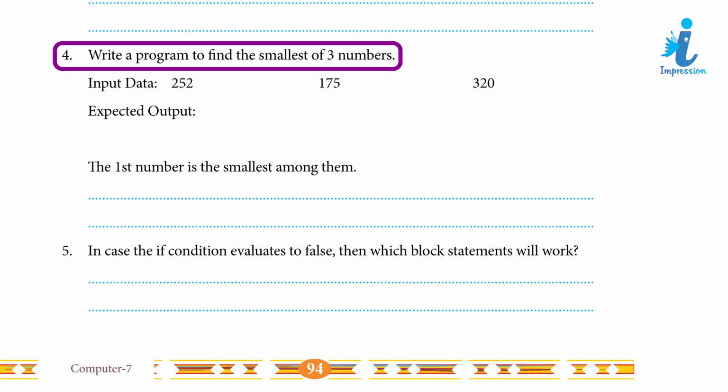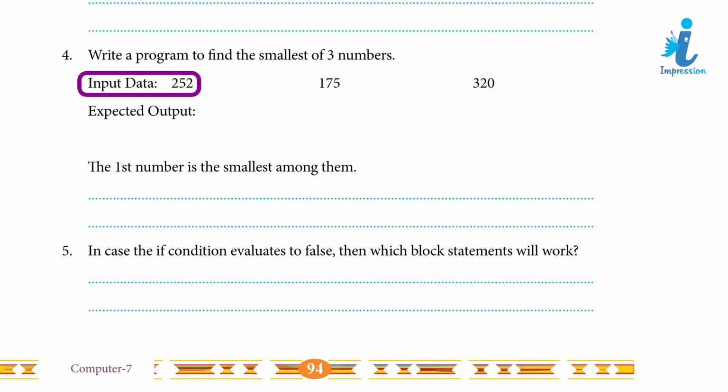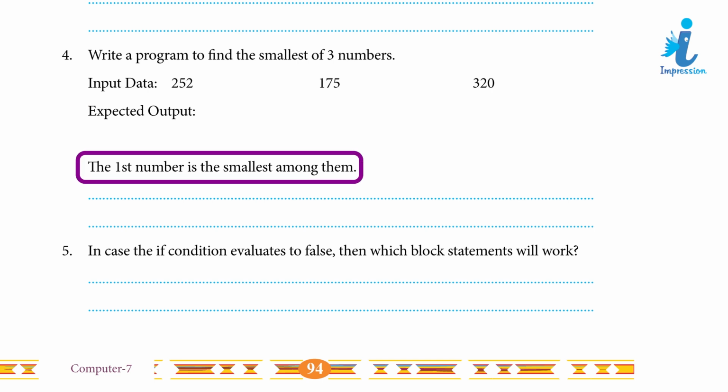4. Write a program to find the smallest of three numbers. Input data: 252, 175, 320. Expected output: the first number is the smallest among them. Answer. Ask students to do it by themselves.